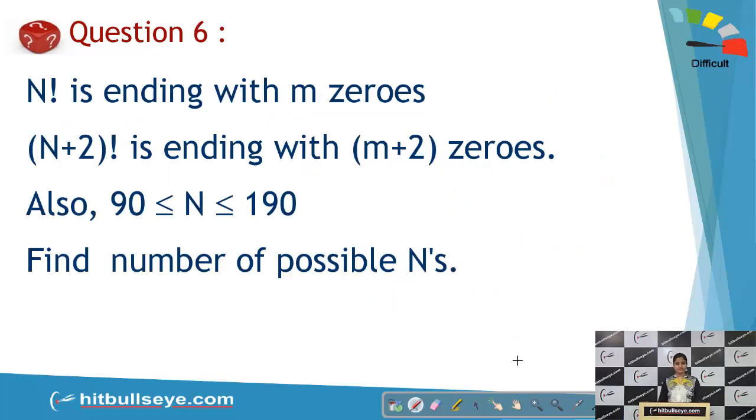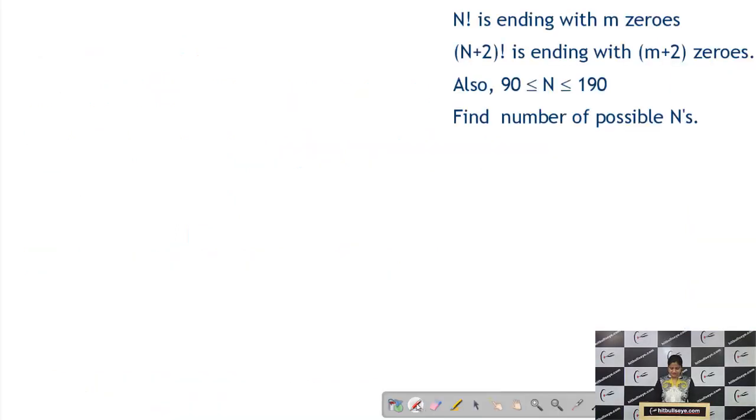Now question number 6, an important question and a difficult one too. n factorial is ending with m zeros. n plus 2 factorial is ending with m plus 2 zeros. Also, 90 is less than or equal to n, less than or equal to 190. Find the number of possible n's. So let us start.